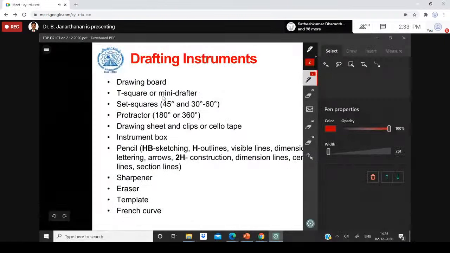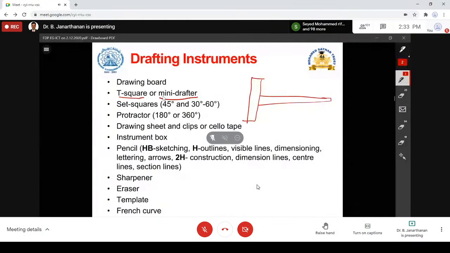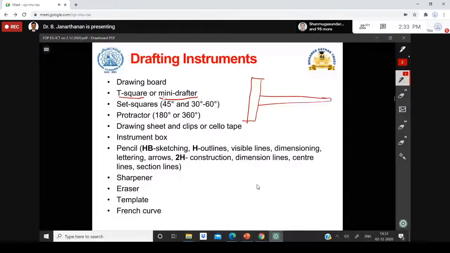And some of you might have seen this T-square also. I don't have the picture for the T-square, so it will be like this. It will be in the form of a T. So you might have seen this. The architecture students will use this. So this is again like the mini drafter. So only if you want to make parallel and perpendicular lines, you can use this T-square. So in engineering, we'll use only the mini drafter. We'll not use this T-square.